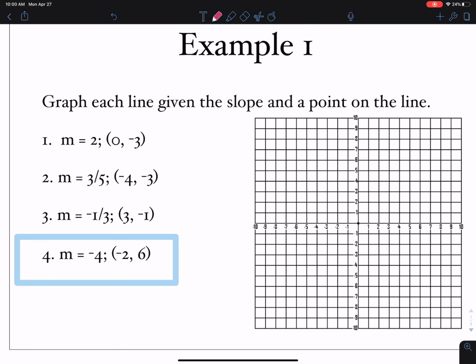With all of these, you're going to start at your point. So we start at our point, which is at 0, -3. So we plot that. And then we're going to use our slope, which in this case is 2. So our rise is 2. And our run is 1. So up 2 over 1, up 2 over 1, all the way across the graph. And you have your line.